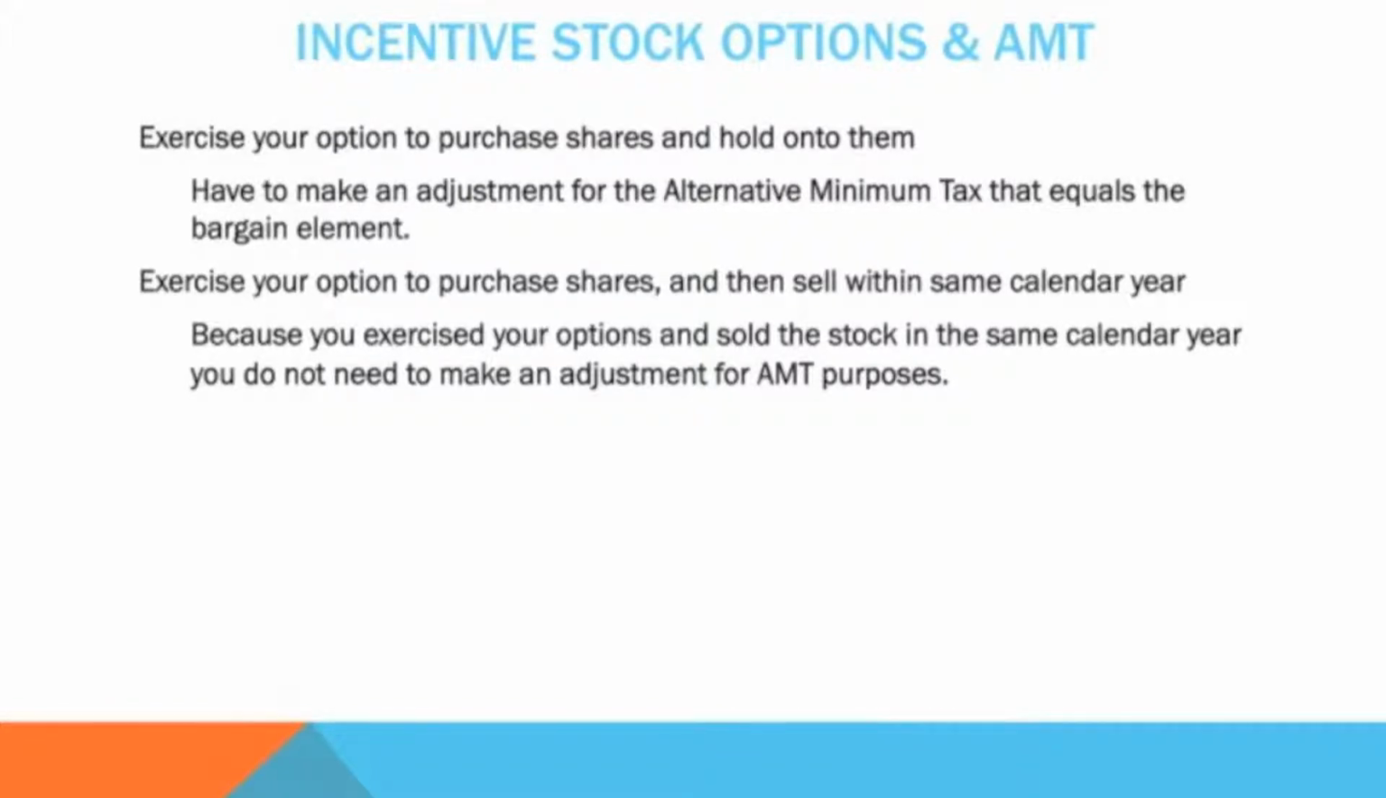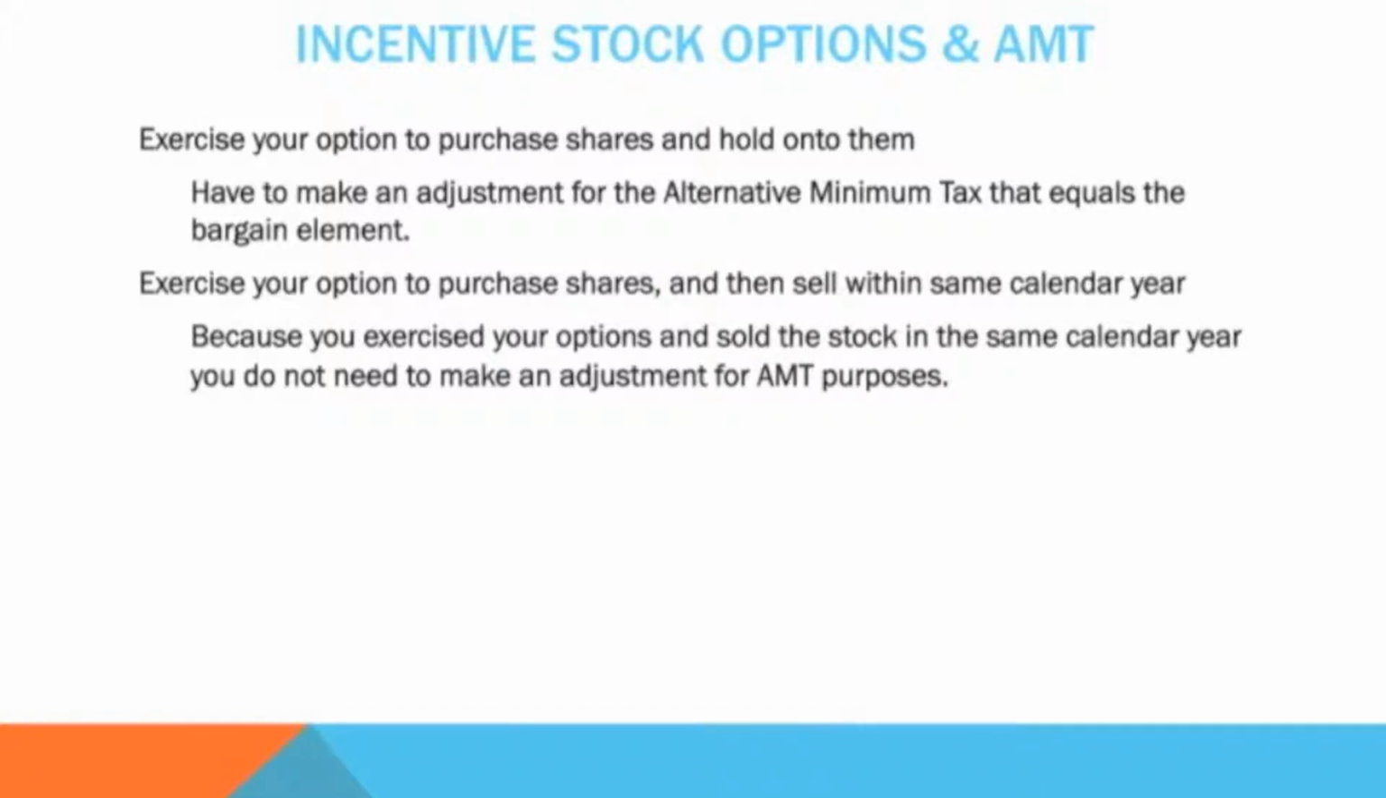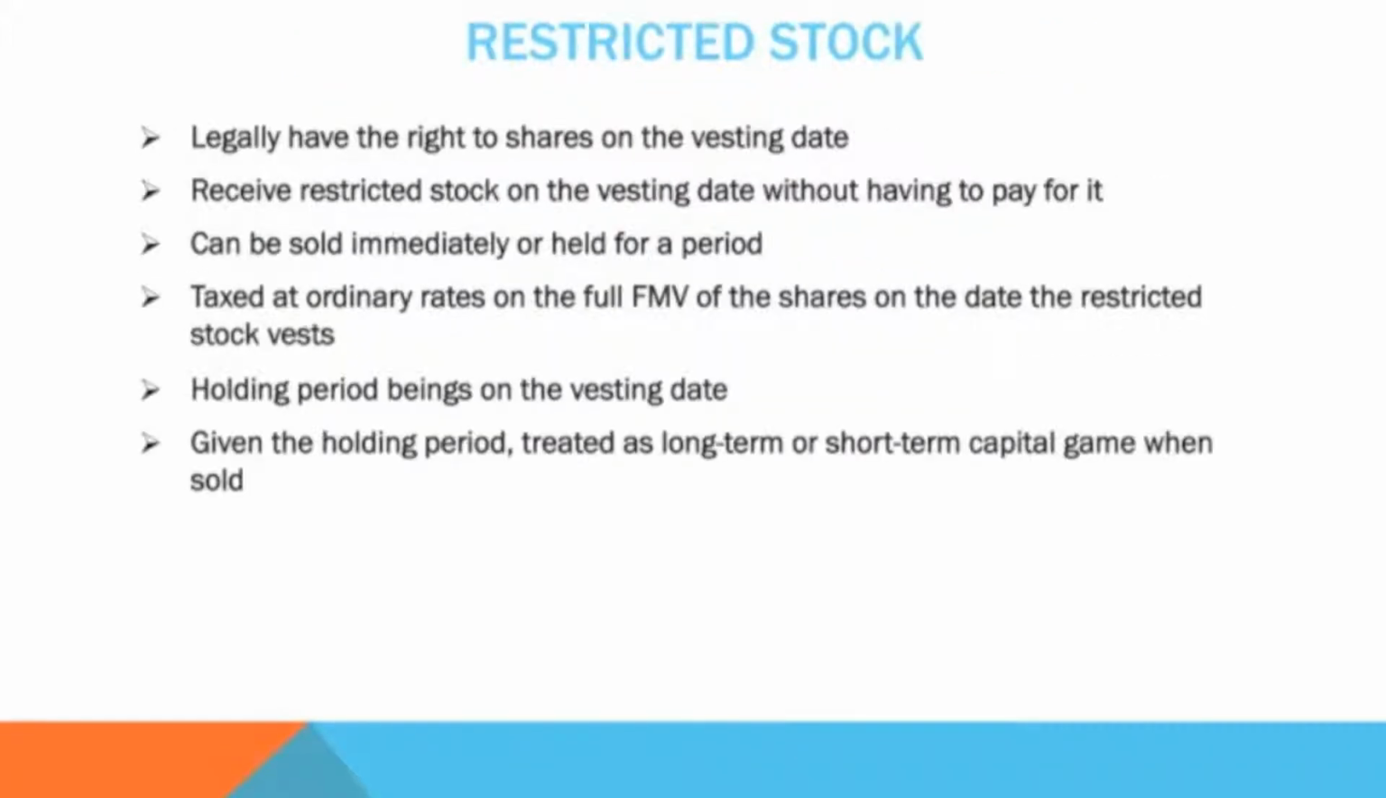And now if you exercise your option to purchase shares and then sell within the same calendar year, because you exercised your options and sold the stock in the same calendar year, you do not need to make an adjustment for AMT purposes. Although you will not be subject to AMT, you would be subject to regular tax on the difference between your option exercise price and sales price.